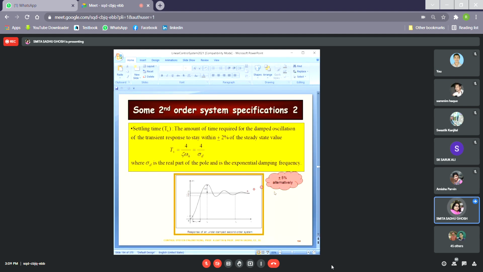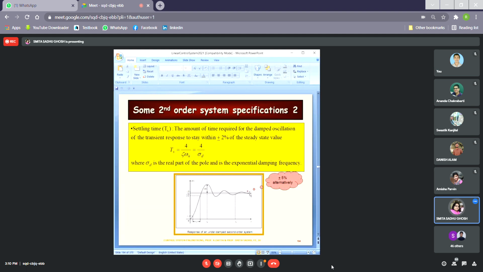Next, we come to the settling time. The amount of time required for the damped oscillation of the transient response to remain within plus minus 2% of the steady state value is known as the settling time. Alternatively, in some cases, plus minus 5% may be taken. What it means is that the response is oscillatory and at least approaches the steady state value.